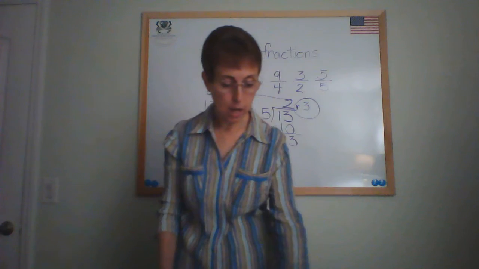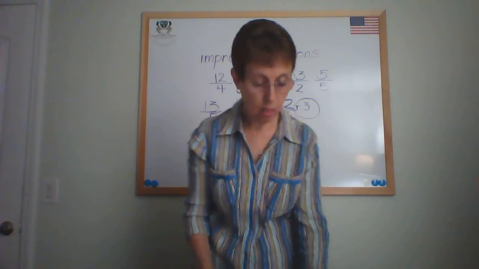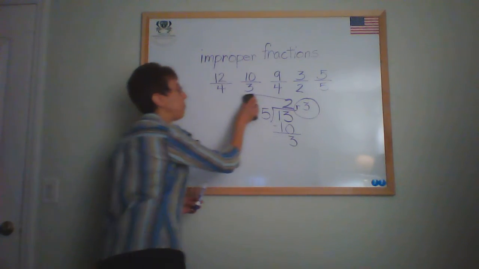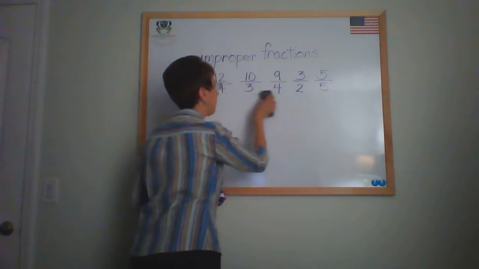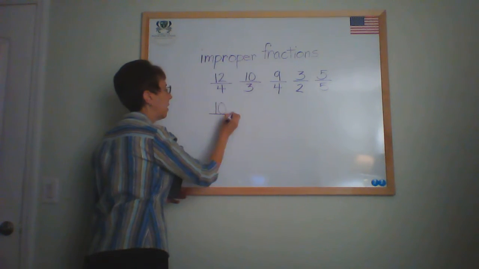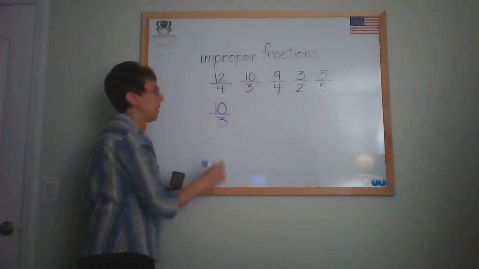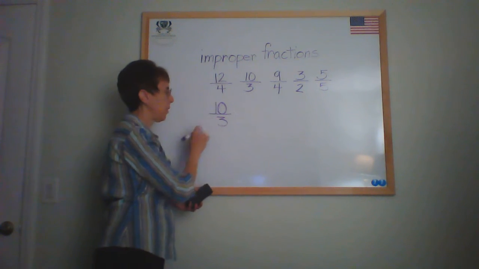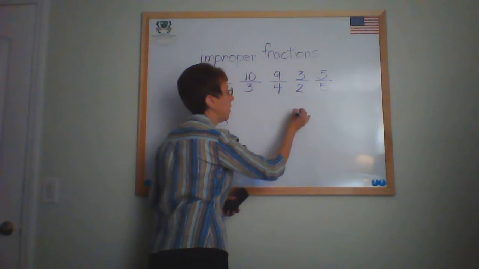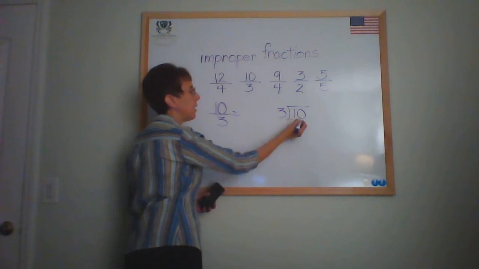Top of the next page, they show you 10/3. They ask you to write 10/3 as a mixed number. So you have 10/3. It is an improper fraction. 10 is greater than 3. You think of this as a division problem. You have 10 divided by 3.